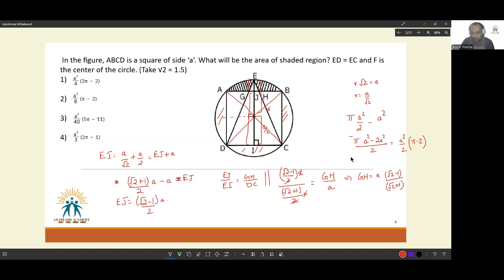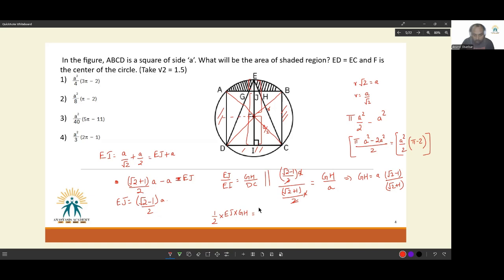So now from the area of the segment here, I have to remove the area of triangle EGH. Area of triangle EGH will be half into EJ into GH.